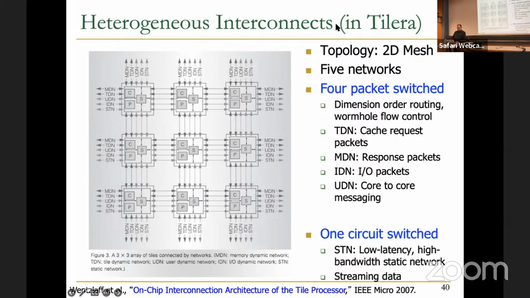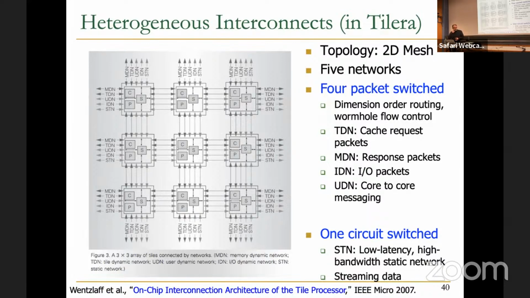This is an example that you have seen, I guess, in the asymmetric heterogeneous lecture, as a Tyler processor. That topology is 2D mesh, but actually we have 5 different networks. And 4 of these networks are packet switched, used for different use cases. These are actually also related to the coherence protocol as well. We didn't discuss it much, and we are not going to discuss it today.